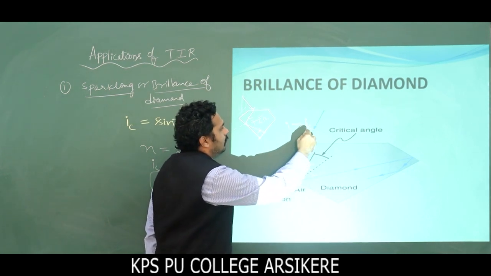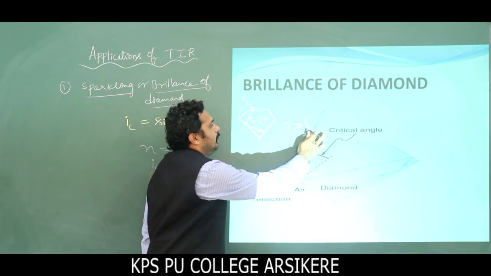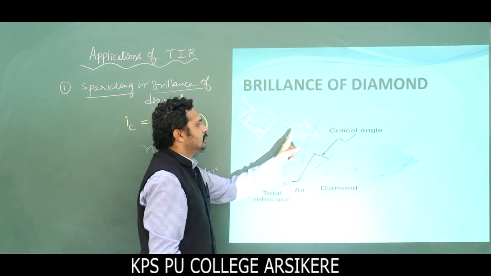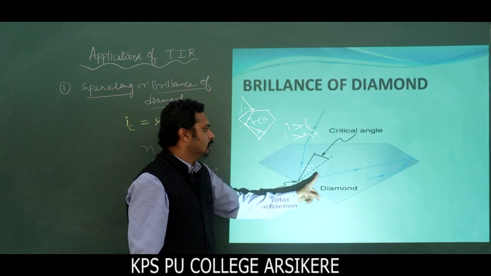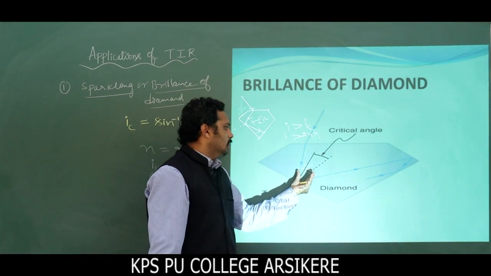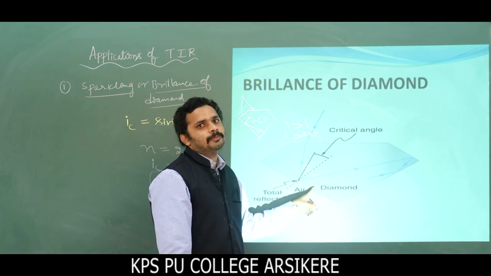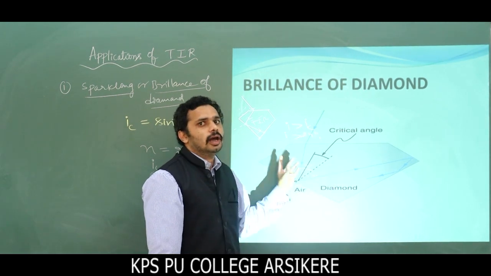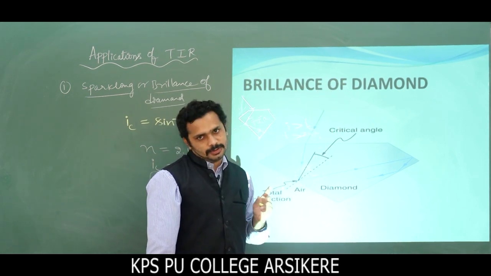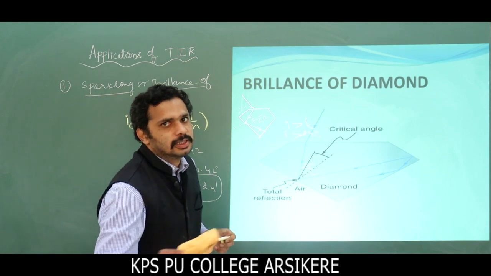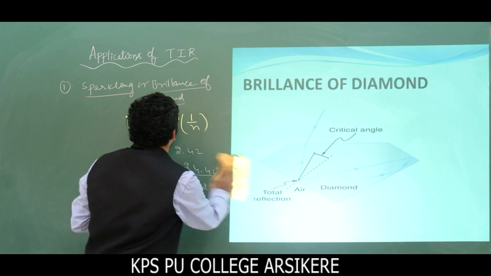The critical angle of diamond is approximately 24 degrees. The incident angle is greater than 24 degrees. Here the incident angle is 45 degrees, so it undergoes TIR. That's why the light suffers TIR and spends some time inside the diamond. That's why we get the brilliance, the sparkle of diamond. So these are the applications of TIR. The next application is a very important one, the mirage.